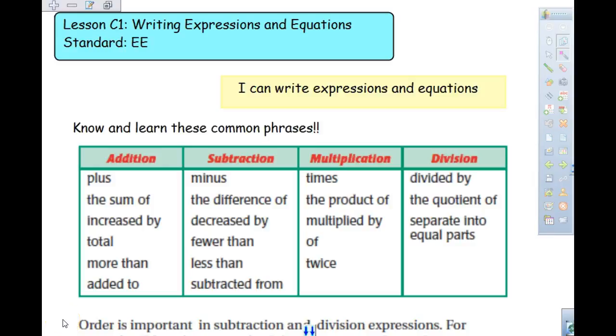Writing expressions and equations. And what we are looking at is the difference between an expression and an equation. If you think you know the difference, tell your shoulder partner. The difference between an expression and an equation.